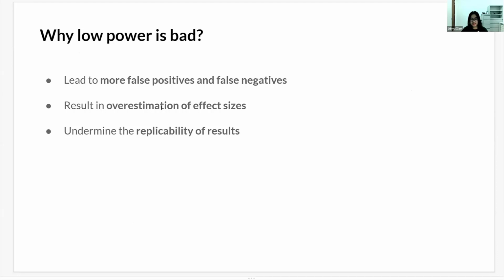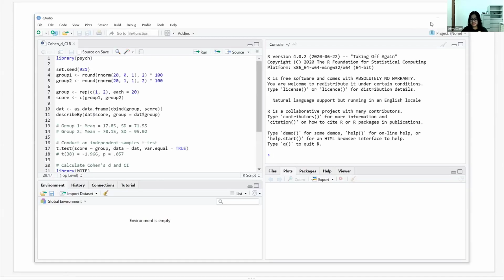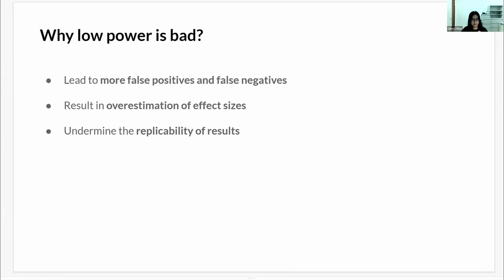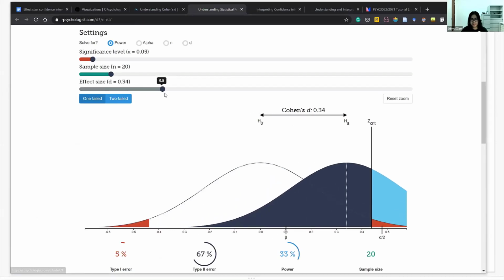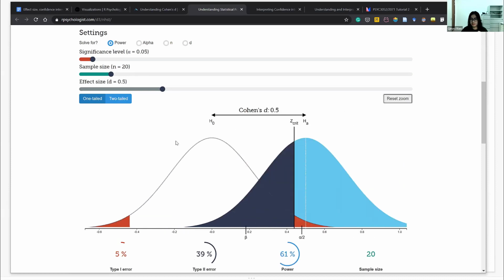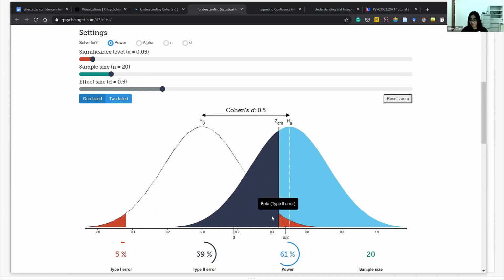And low power also results in overestimation of effect sizes. So if we have low power, and there's a difference, suppose it's a medium effect size by Cohen's benchmark. If we have low power, watch this. Watch how large a difference I need. Suppose I always get a control group mean at 0. You need to watch how large the difference we need to have to declare statistical significance.